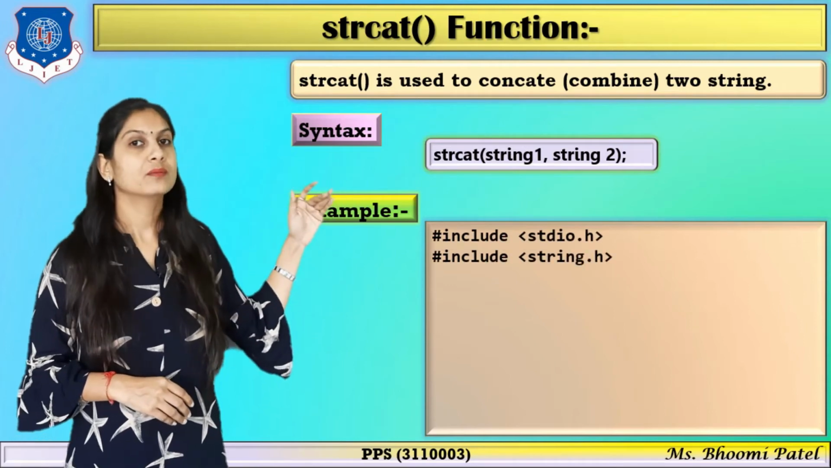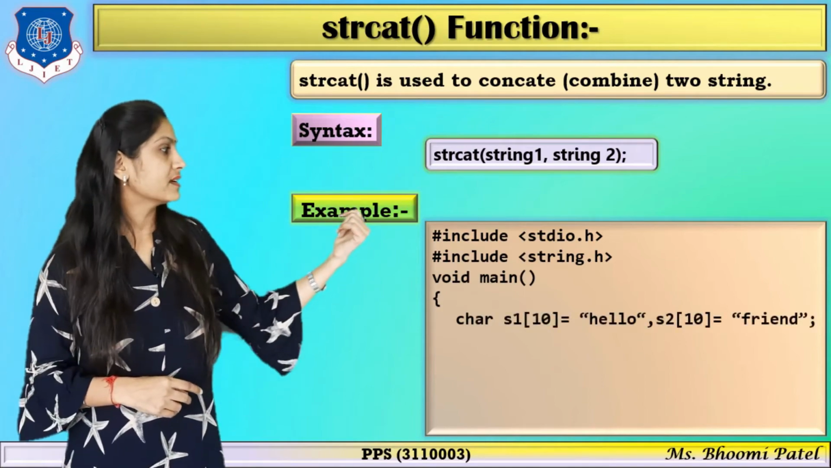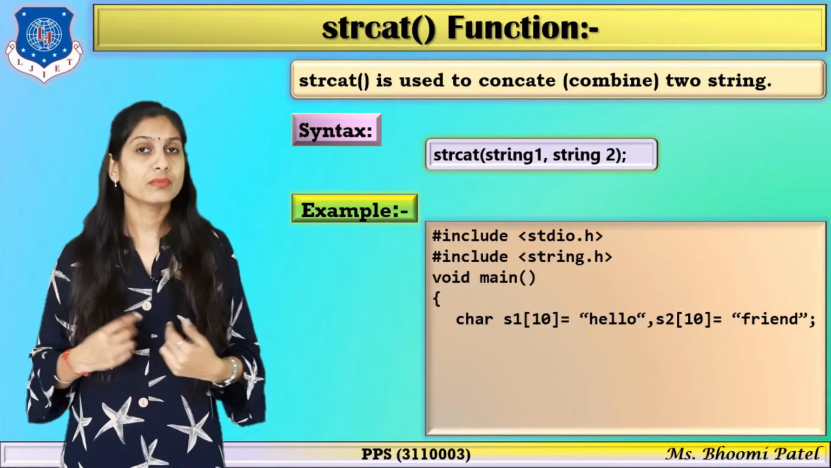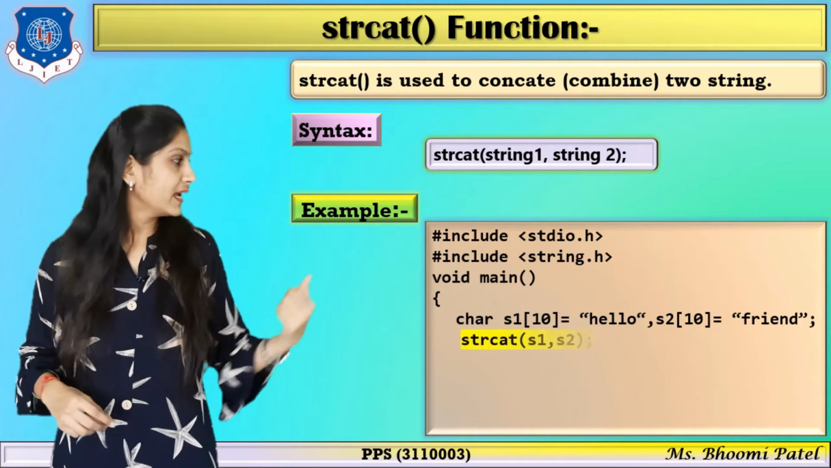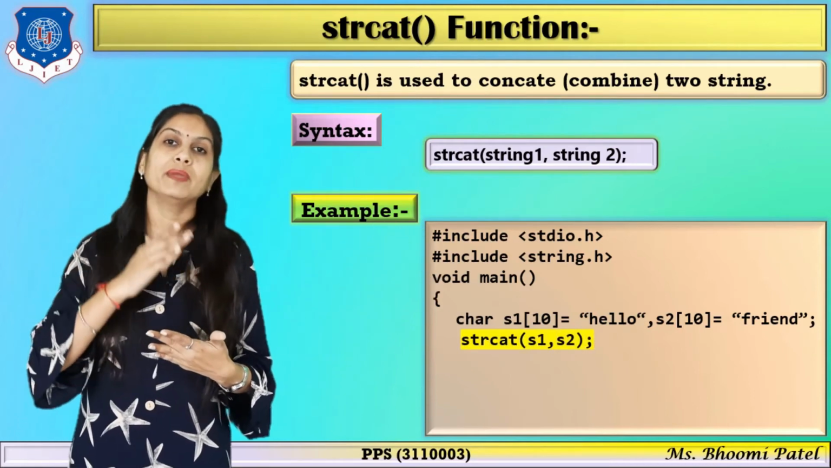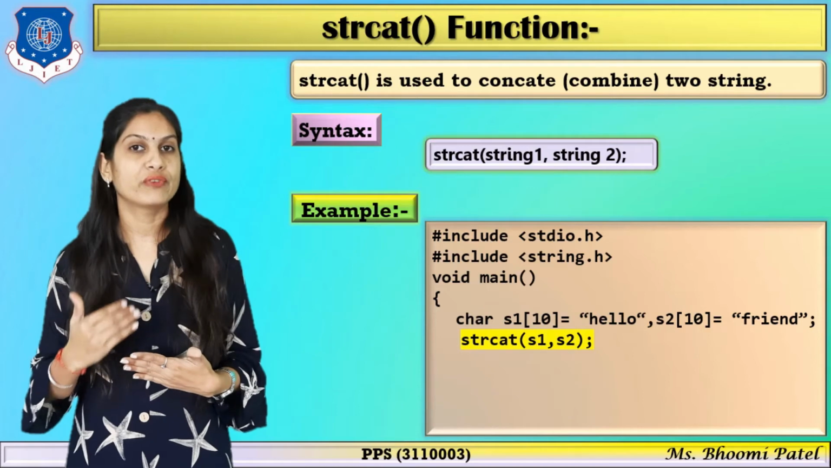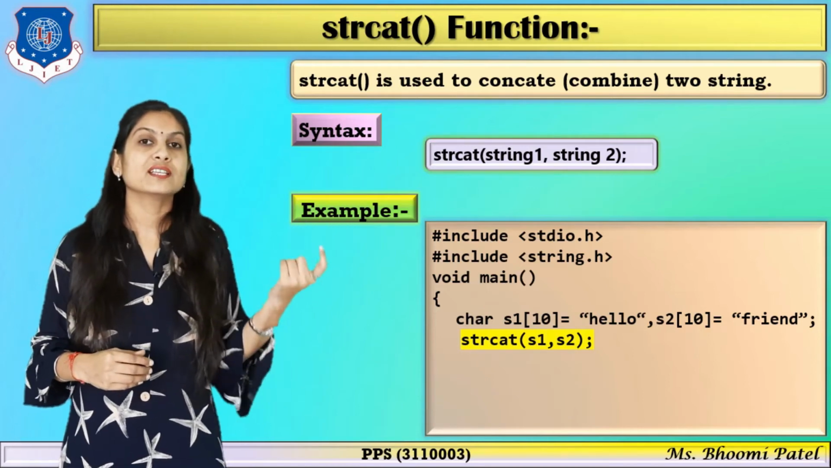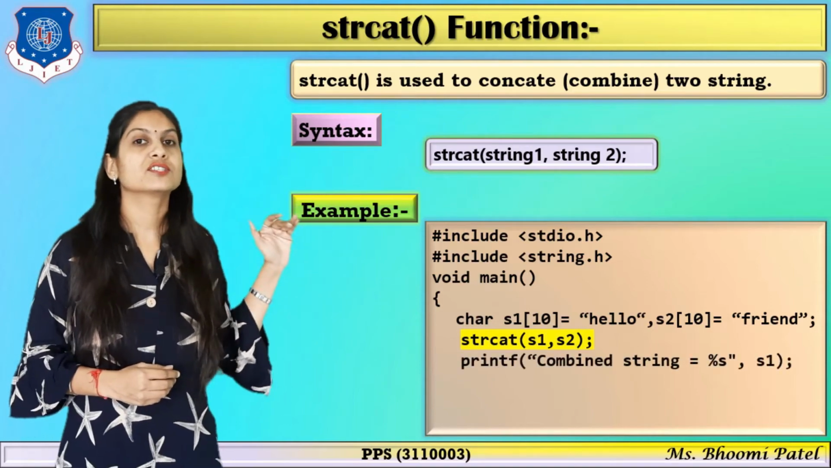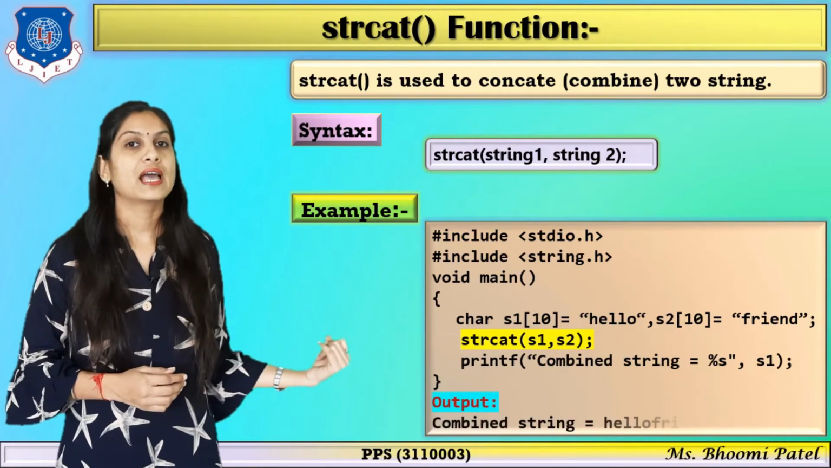For that we have to write both the header files, and inside void main we have to declare two strings. char s1 equals hello, and the second string is, suppose, friend. Now what happens when we write strcat s1 comma s2? The second string will be combined with the first string. So in this case our output is hello friend. And how is it stored? It is stored in the first string because the left side is s1. So just print the message: the combined string equals %s, s1. So our output is hello friend.